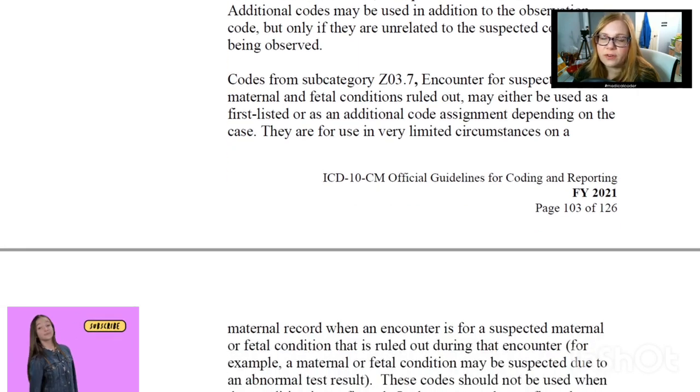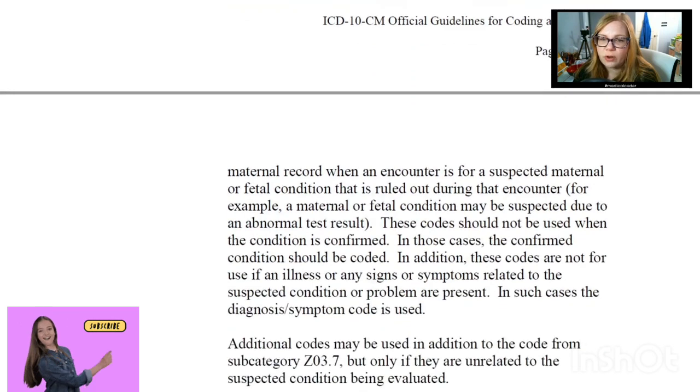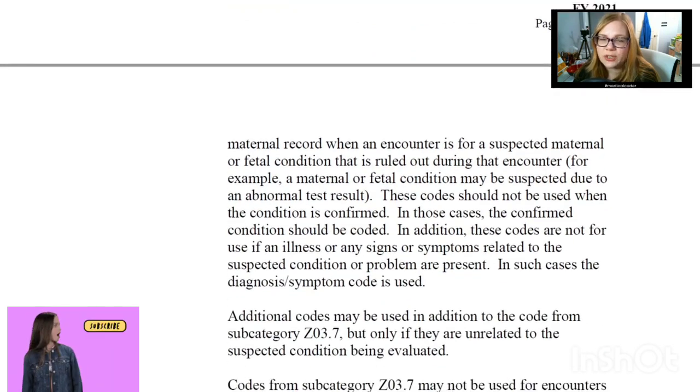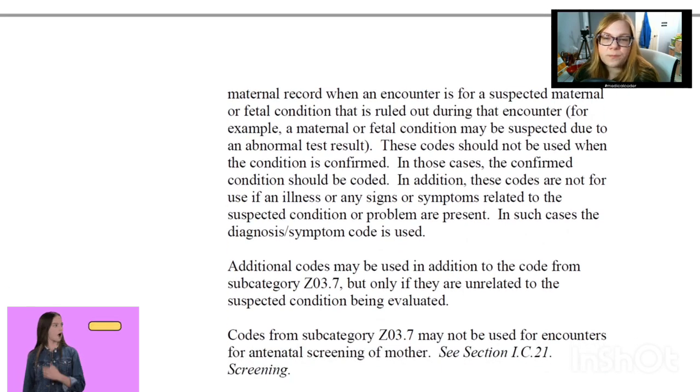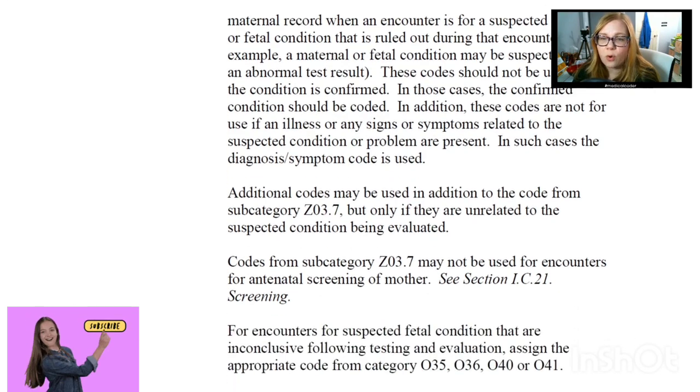They are for use in very limited circumstances on a maternal record when an encounter is for a suspected maternal or fetal condition that is ruled out during the encounter. So, for example, a maternal or fetal condition may be suspected due to an abnormal test result. These codes should not be used when the condition is confirmed. In those cases, the confirmed condition should be used. In addition, these codes are not for use if an illness or signs or symptoms related to the suspected conditions or problem are present. In such cases, the diagnosis or symptom is coded.